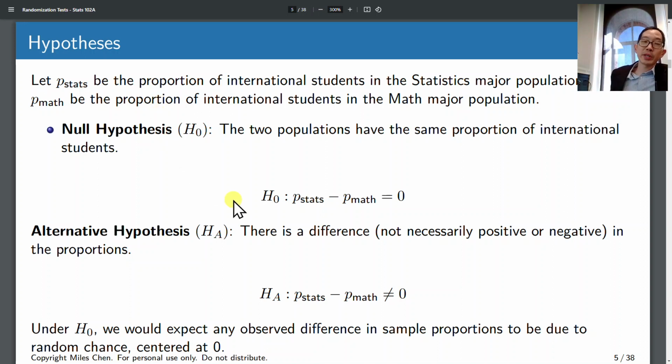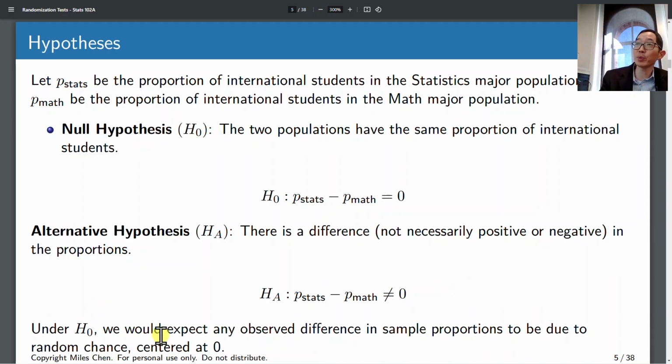So we set up our hypotheses. The null hypothesis, symbolically, p-stats is the proportion of international students in the population for statistics, and p-math will be the proportion of international students in the population for math majors. Our null hypothesis is that the two populations have the same proportion, that p-stats minus p-math, the difference between them, is 0. The alternative is that there is a difference, not necessarily positive or negative, so p-stats minus p-math isn't equal to 0.